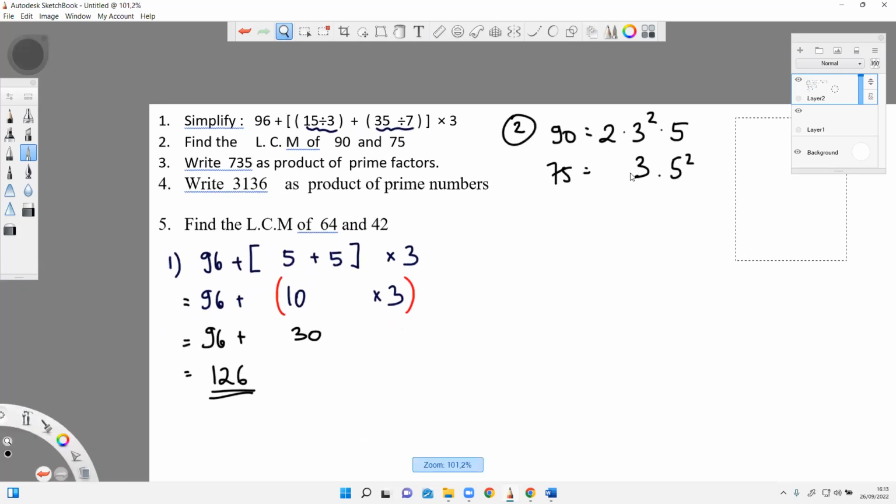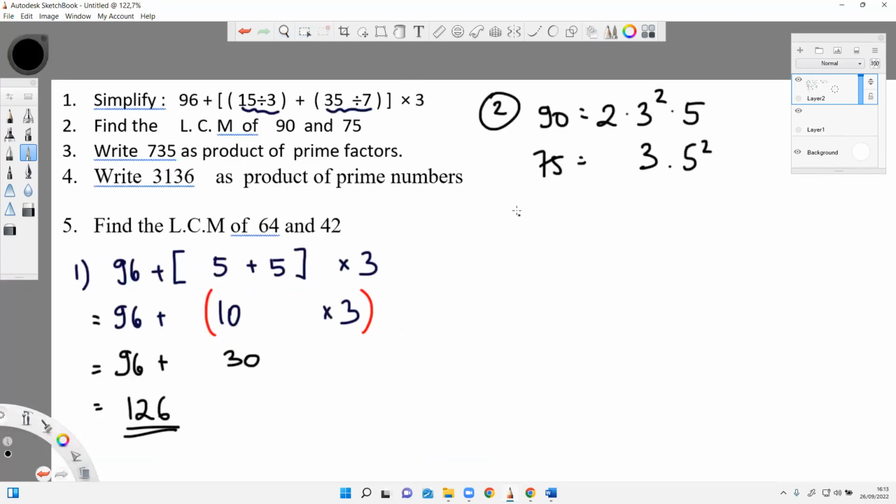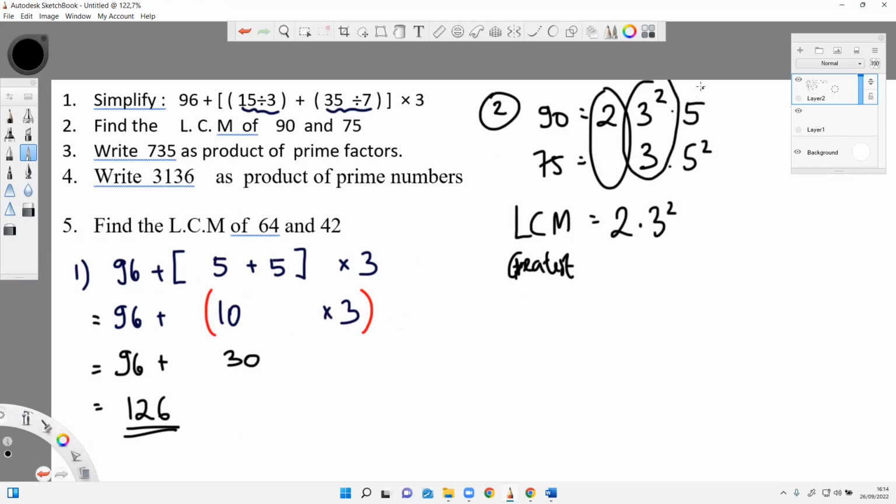So how do you calculate the LCM? To calculate the LCM, you need to find the greatest power of each factor. So 2, times the greatest power, 3 squared, right? The greatest power of 5 is also 5 squared. So you have to compare all and then find the greatest. So 2 times 9 times 25. You get the answer. I don't know what the answer is.